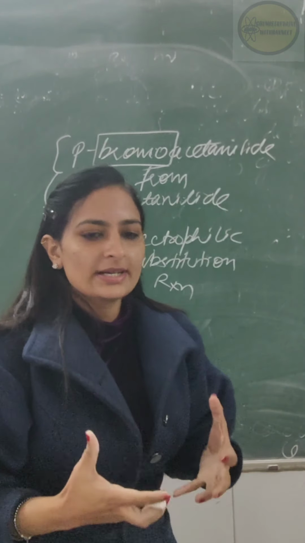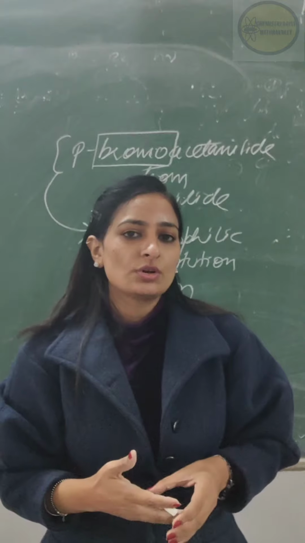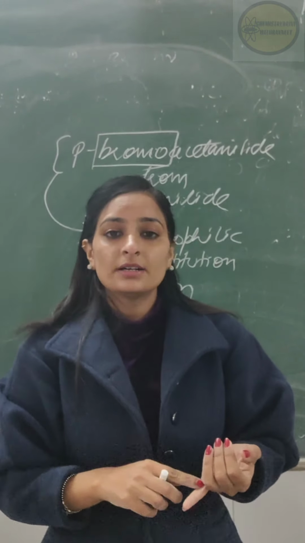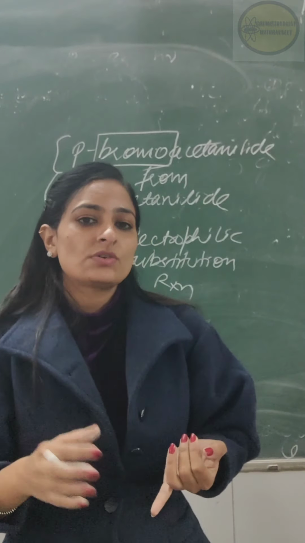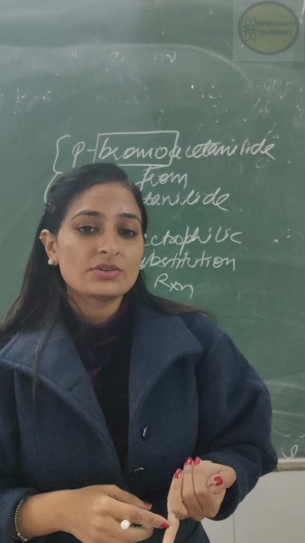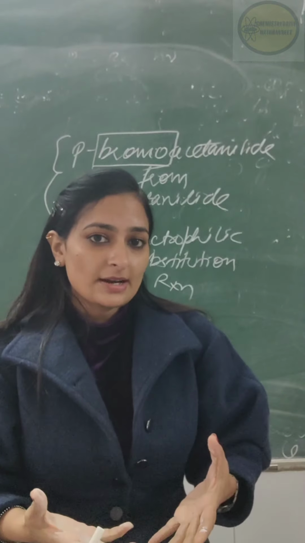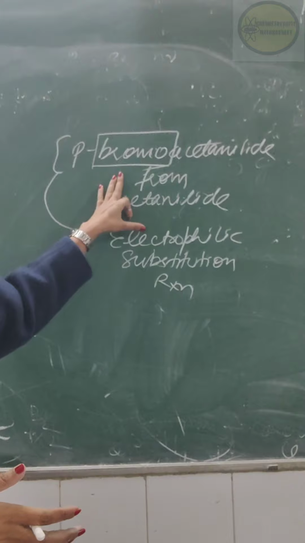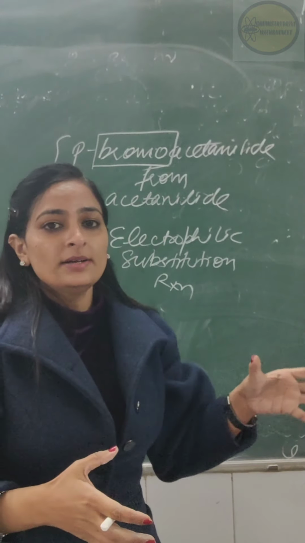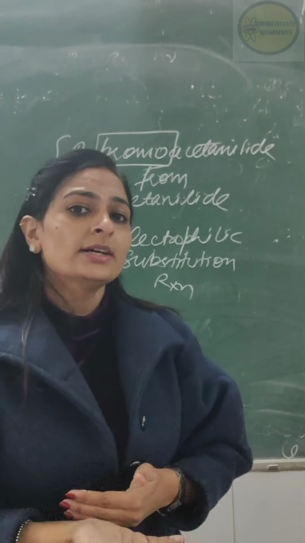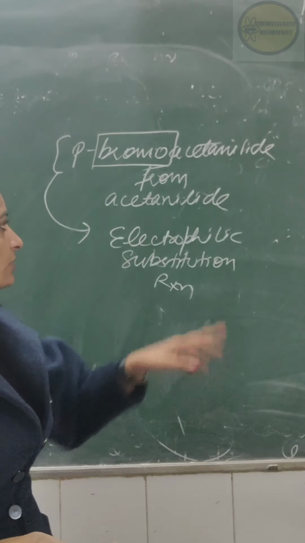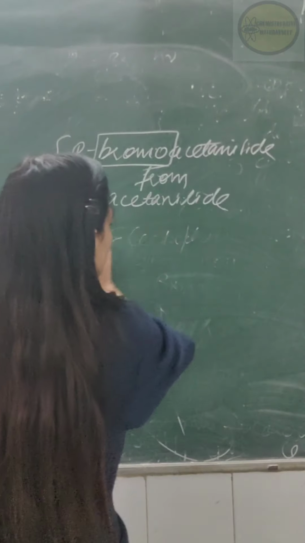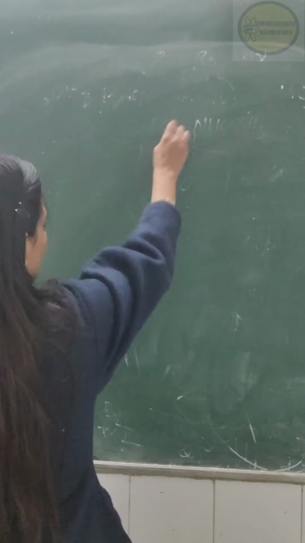I have already provided videos on electrophilic substitution reactions, in which I told you we have various electrophilic substitution reactions like halogenation, nitration, sulfonation, Friedel-Crafts alkylation and acylation. This is also a sort of halogenation reaction in which we will substitute the halonium ion on the ring. The ring we are using here is acetanilide. So the reaction is like this. Mechanism involved.